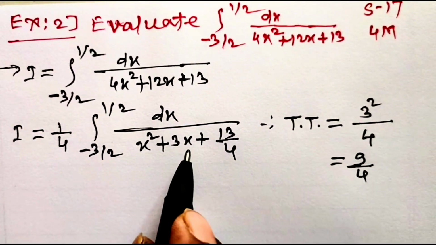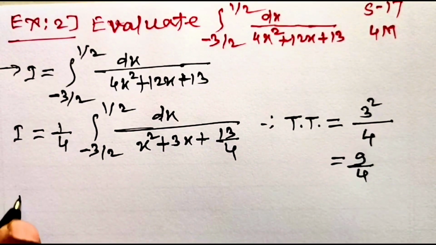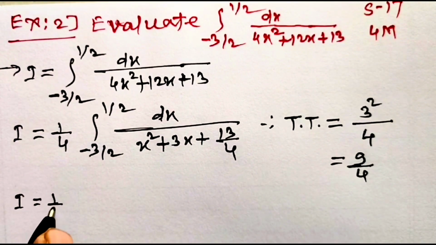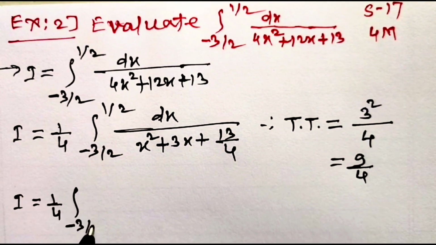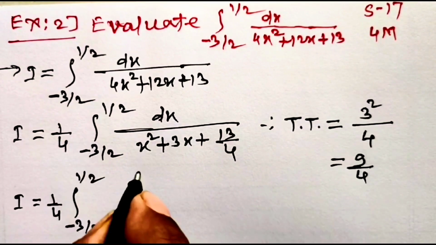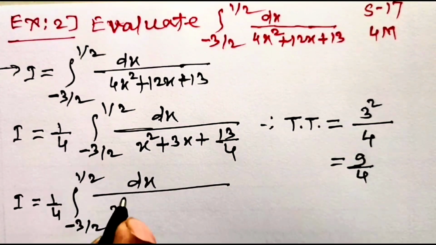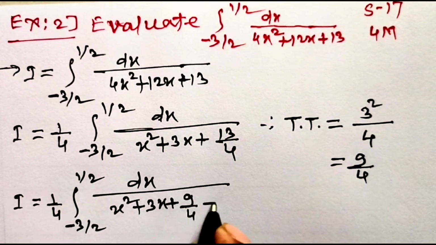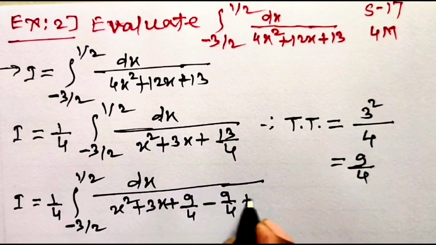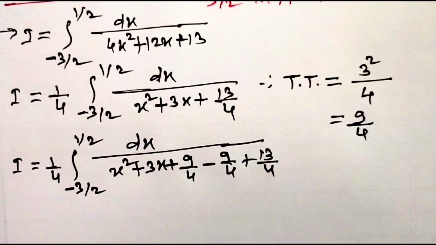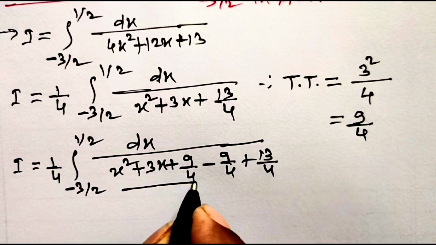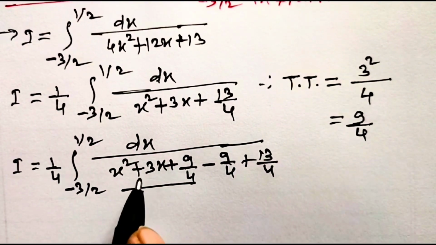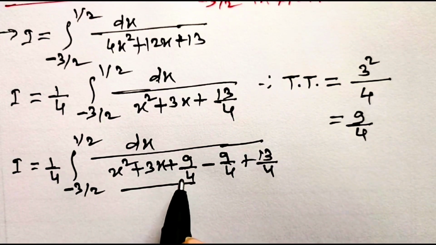First add this third term and then subtract. I is equal to 1 upon 4 integral from minus 3 upon 2 to half dx divided by x square plus 3x plus 9 upon 4 minus 9 upon 4 plus this 13 upon 4. Now simplify. For the first three terms we can write x plus square root of 9 upon 4, its square.